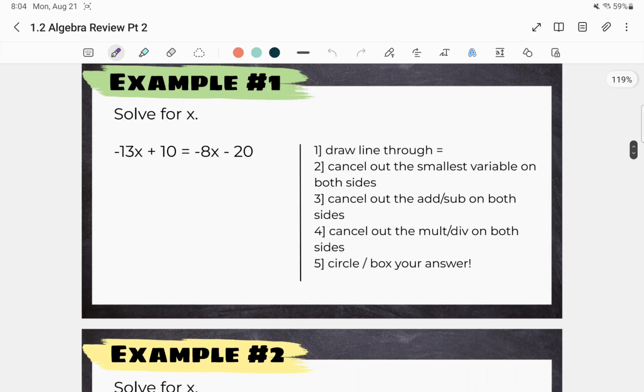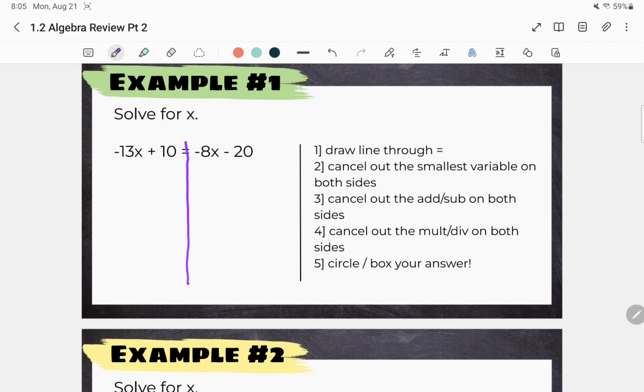And example number 1 says to solve for x, negative 13x plus 10 equals negative 8x minus 20. So our first step, just like with the two-step equations, is to draw our line through the equal sign. I'm going to draw my line like that. And now I have variables on both sides. That's what makes this different. That's what makes it 3 steps. So I have negative 13x and I have negative 8x.